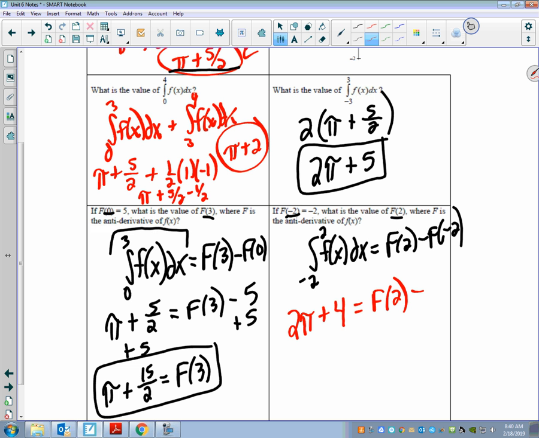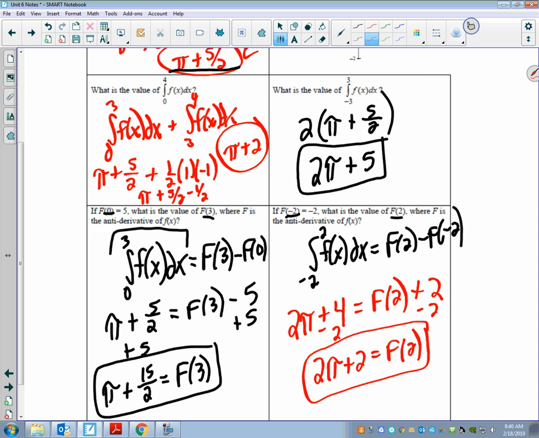And again, they give us capital F of negative 2, which is negative 2, so that really becomes plus 2. Yes? So then I subtract 2 over, and I get 2 pi plus 2 is what this equals. This is kind of getting us close to this next big idea that we can find distance traveled using integration, given an initial starting point, and finding the total distance traveled or the net distance traveled. Like that's our next big thing that we're going to do. This is like a preview.